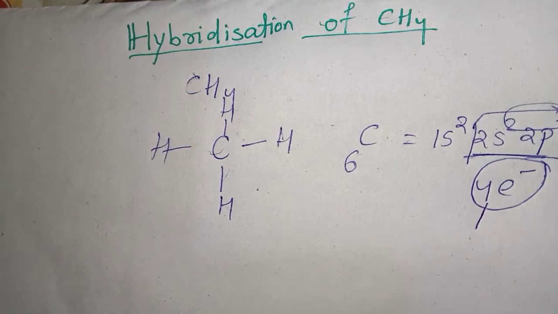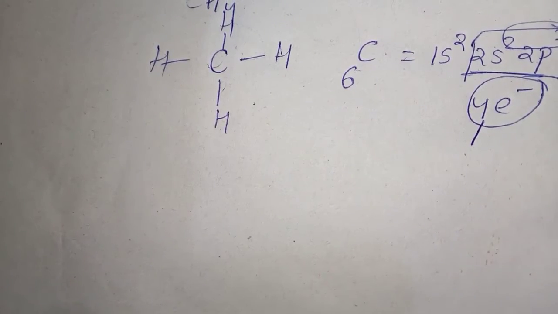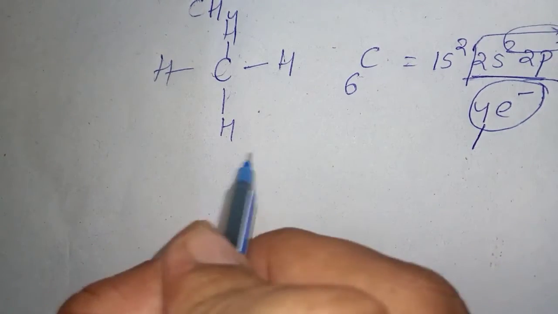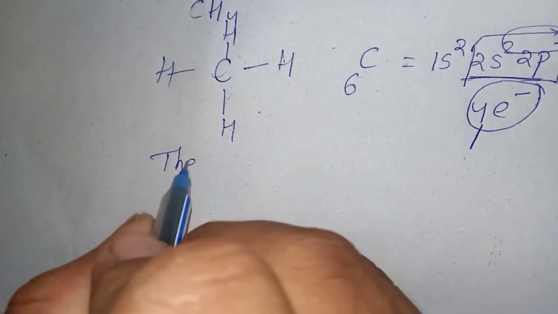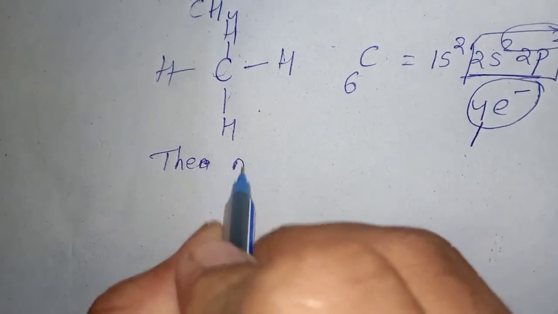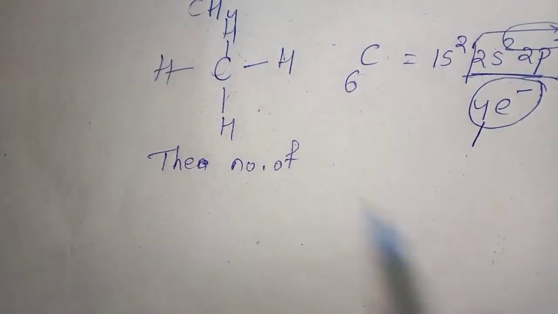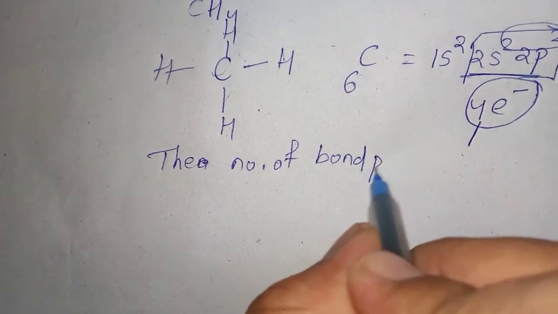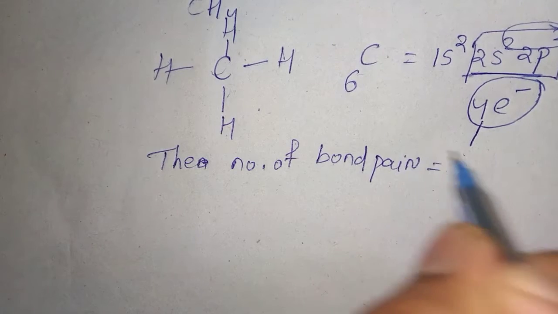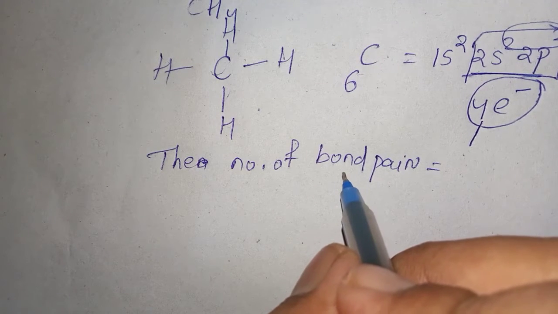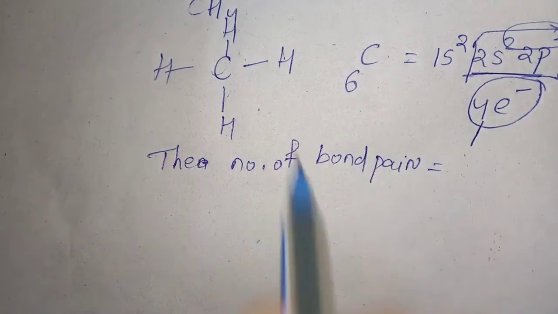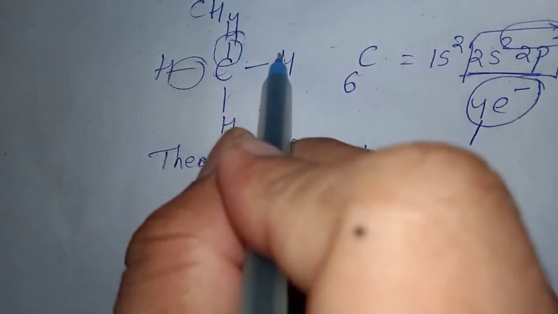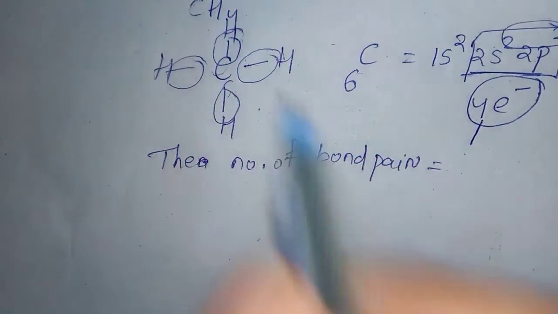There are 2 methods to find the hybridization of CH4. First method, in CH4, the number of bonding electron or the number of bond pair. Bond pair means how many bonds are formed between the molecules. Here in CH4 there are 4 bond pair or bonds formed in CH4.